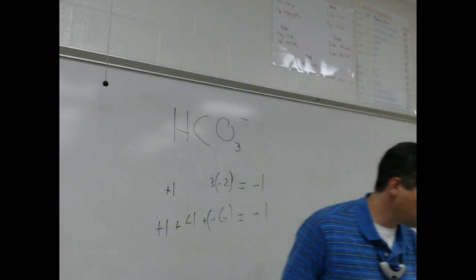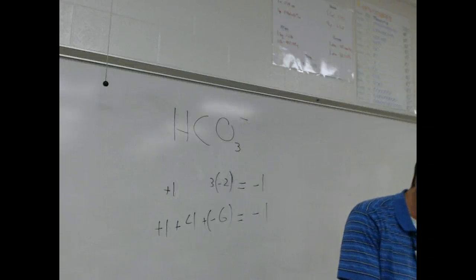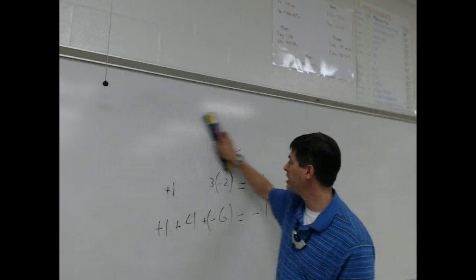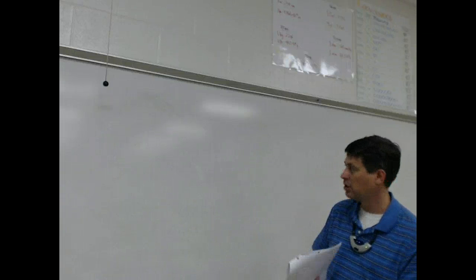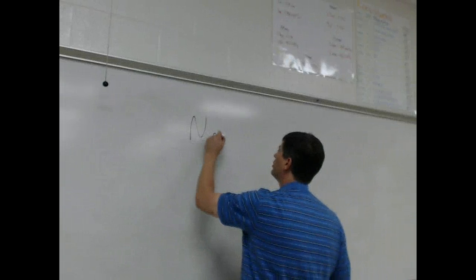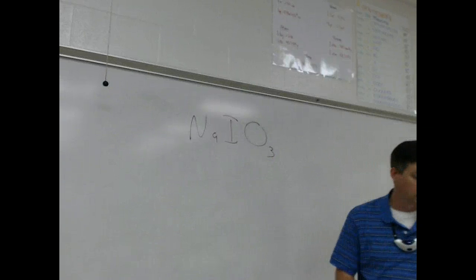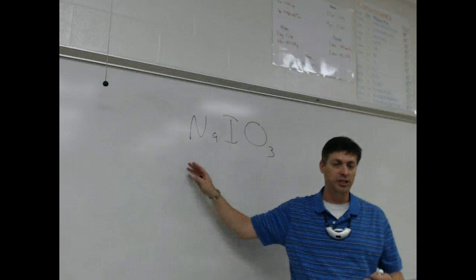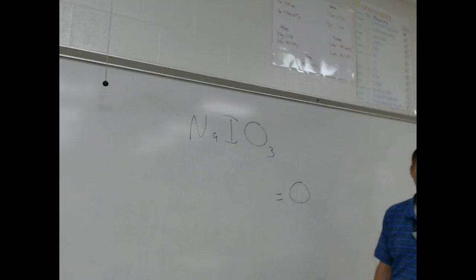All right. Let's look at the slide after the periodic table. We've got a few more examples. A couple of examples, we'll have this down. NaIO3. What will the oxidation numbers of all these elements add up to? 0. They will be equal to 0.